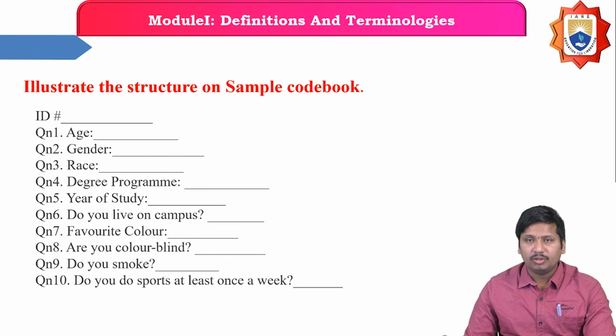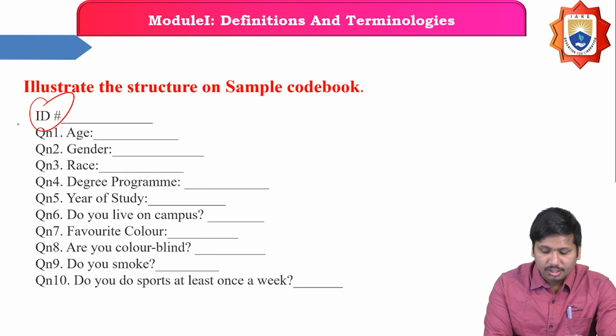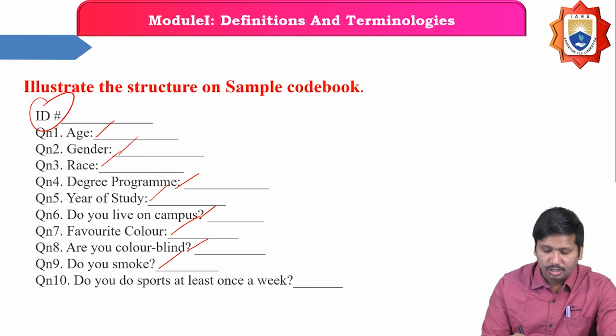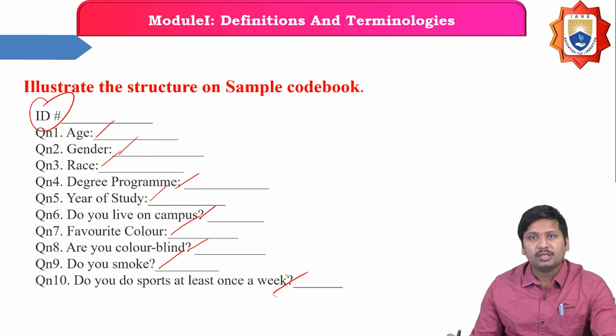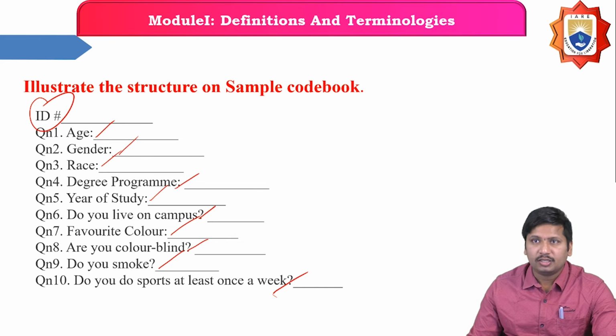The code book ID has to be noted here, and then age is also noted, and then gender, race, degree program, and year of study, do you live on campus, color blind, and so on. So these are some of the structure we have to follow to define the structure of the code book here.